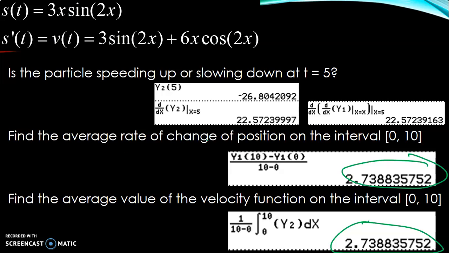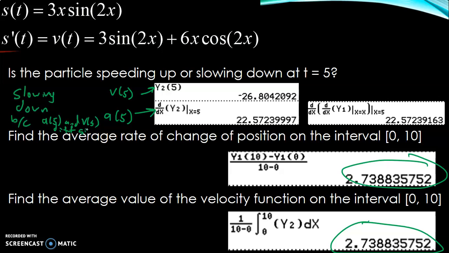Now again, instead of s of 10 minus s of 0, I have y1 because I had put s into the calculator in y1. And over here, I have my velocity put in as y2. Now backing up to look at if it's speeding up or slowing down, y2, that was my velocity, so v of 5 is negative. The derivative of y2 at 5, that's my acceleration. So because my velocity is negative and my acceleration is positive, the particle is slowing down because a of 5 and v of 5 have different signs.